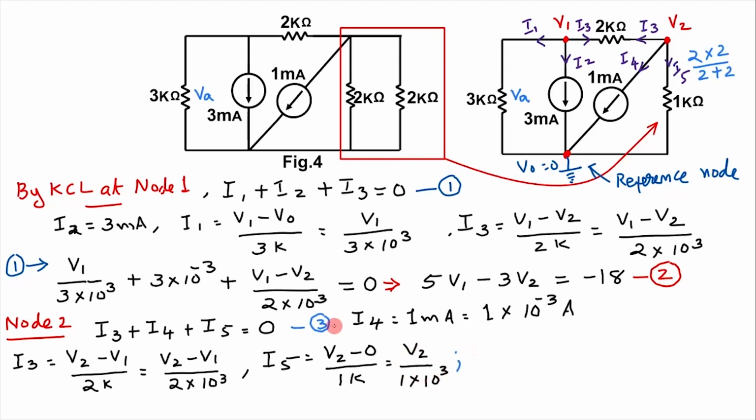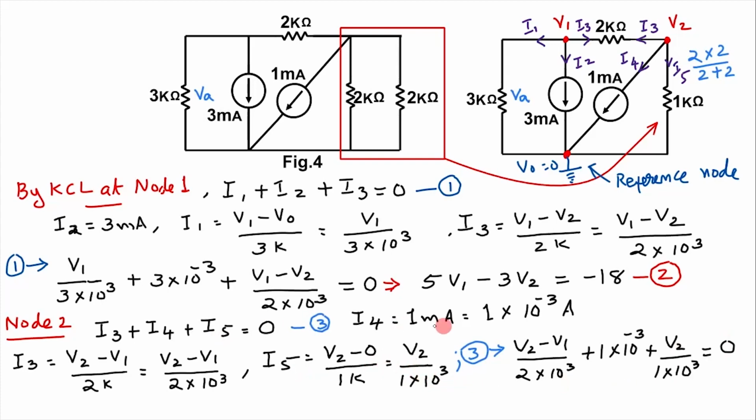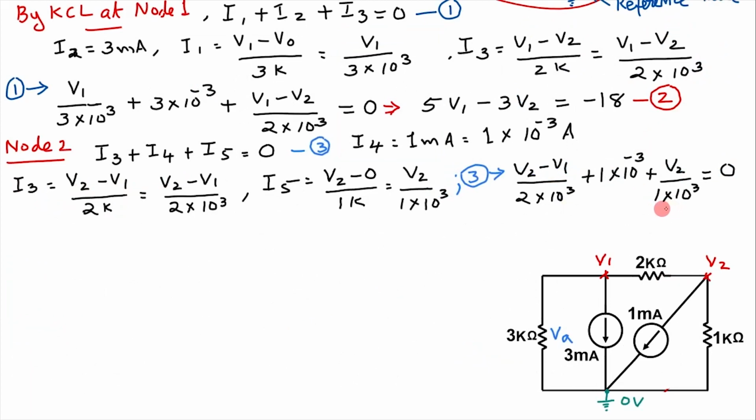So equation 3 becomes I3, which is V2 minus V1 by 2 into 10 raised to 3, plus I4, which is 1 into 10 raised to minus 3, plus I5, which is V2 by 1 into 10 raised to 3. This is equal to 0. While simplifying this equation, it becomes minus V1 plus 3V2 is equal to minus 2. Let this be equation number 4.